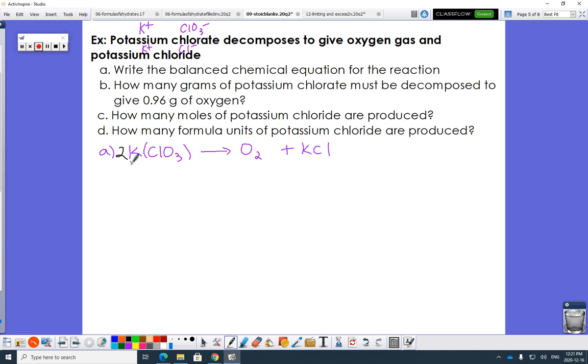So now we have 2 Ks and 2 Cls. So we need a 2 there. And then this is 2 times 3. So since we already have a 2, we're going to times 3. Similar, you want to make sure the coefficients are most reduced. You can't divide 3 by an even number, so we're good.